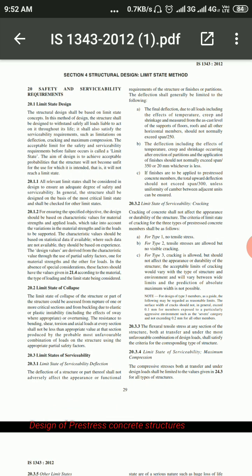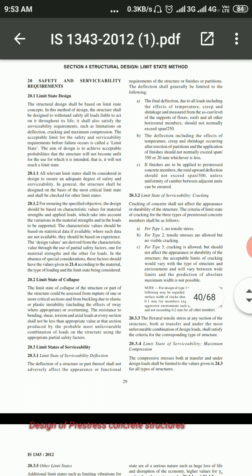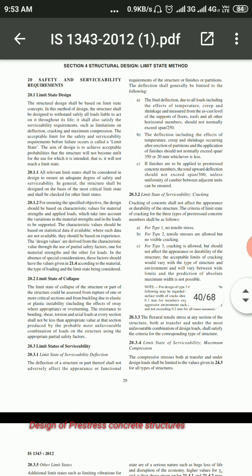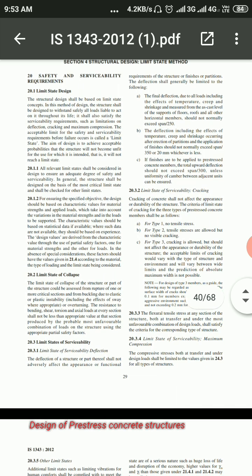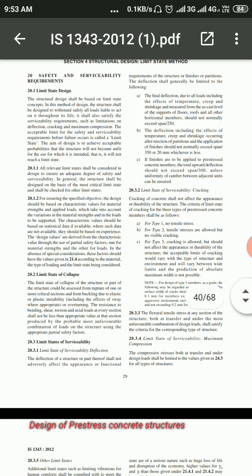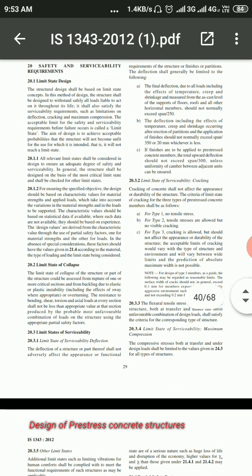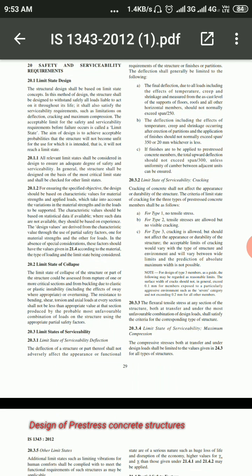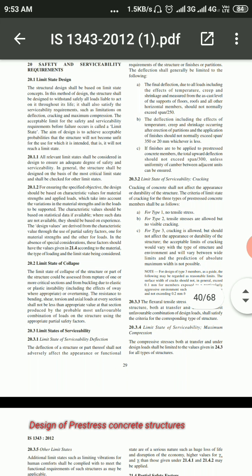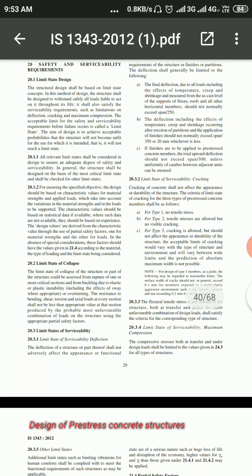Then we'll see one by one the different types of limit state, that means limit state of collapse, limit state of serviceability, limit state of flexure, likewise, that we have already seen in the design of normal general RCC. The structural designs shall be based on limit state concepts. So we are totally using the limit state method. We are not going to use the working stress method in prestressed concrete.